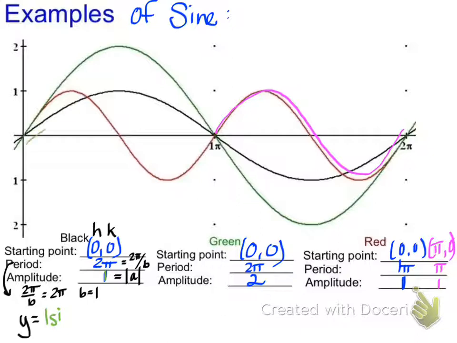If we look at the black line, it started going up just like the parent function does. It didn't start flipped going down. And so we'll look at that again when we get to applications.